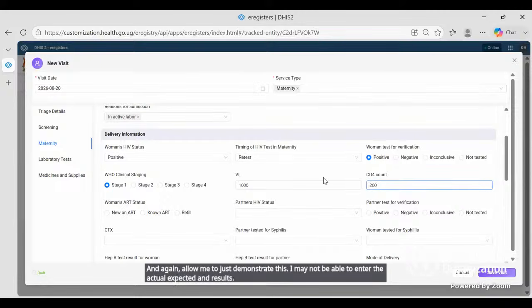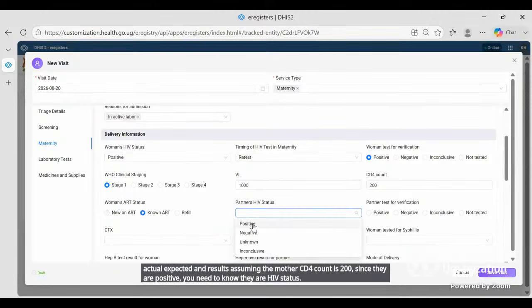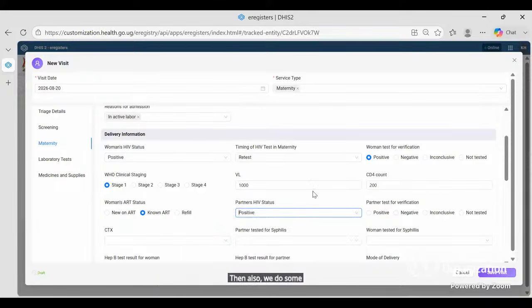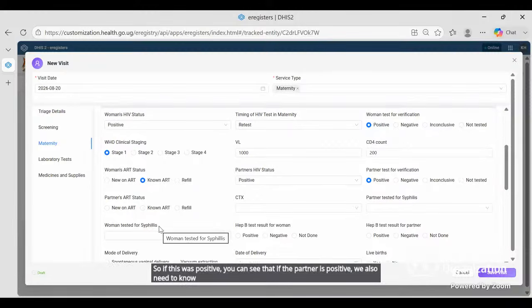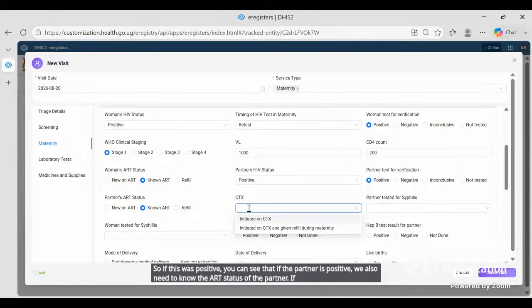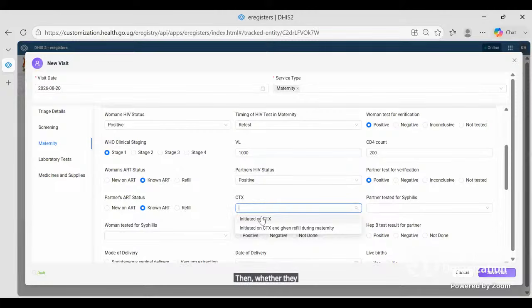Assuming the mother's CD4 count is 200, since they are positive, you need to know their HIV status, they are known at. Then we also do some partner test recording in maternity. So if this was positive, you can see that if the partner is positive, we also need to know the ART status of the partner. If they are known at, then whether they are initiated on CTX or not, assuming that is what is applicable.